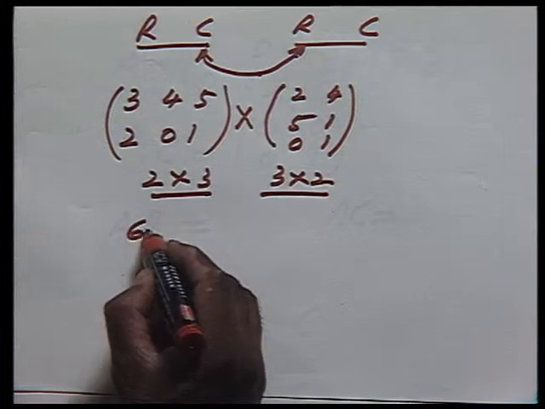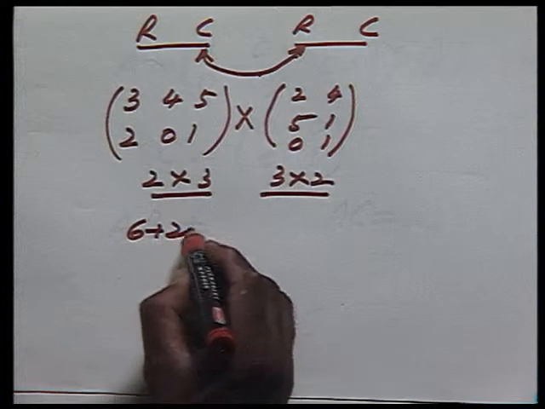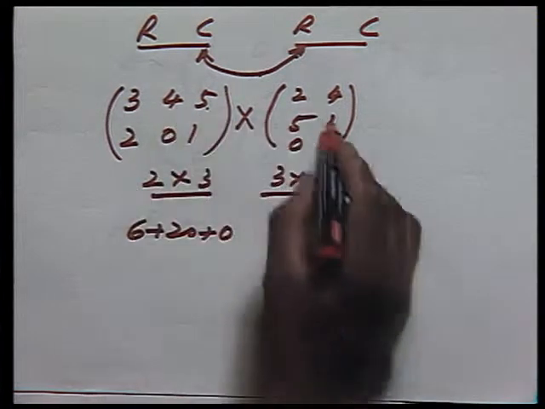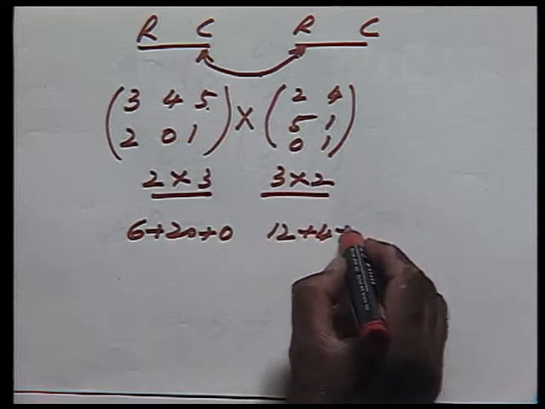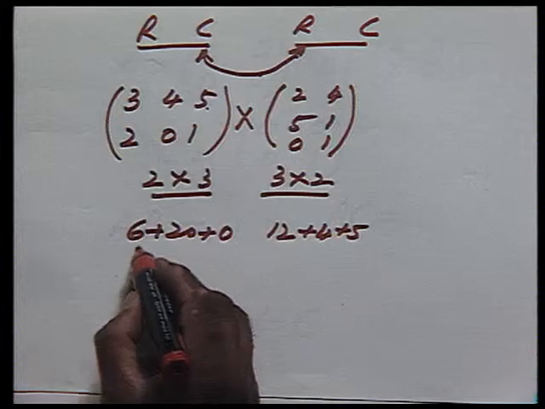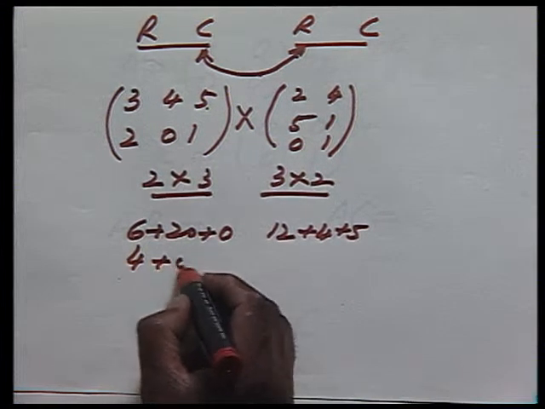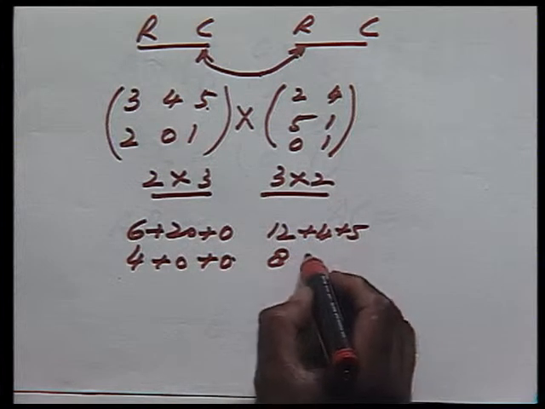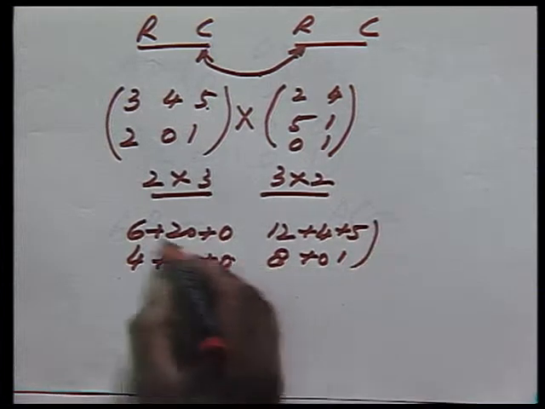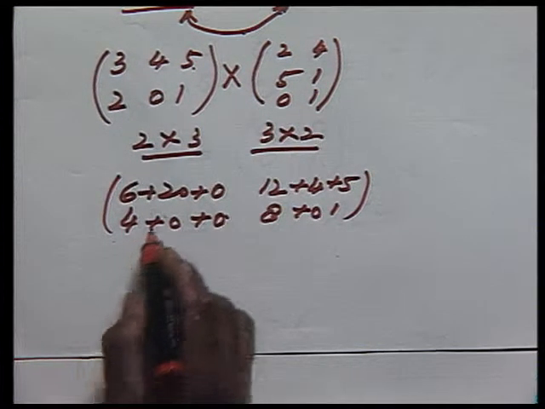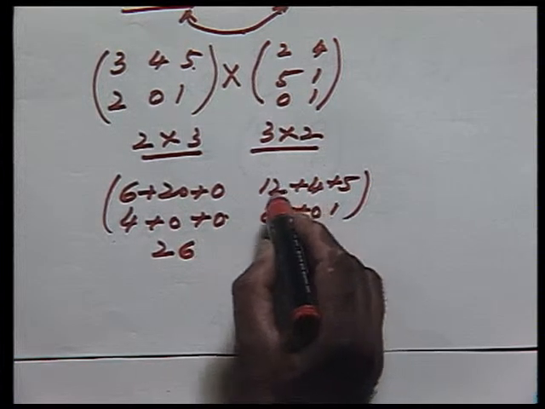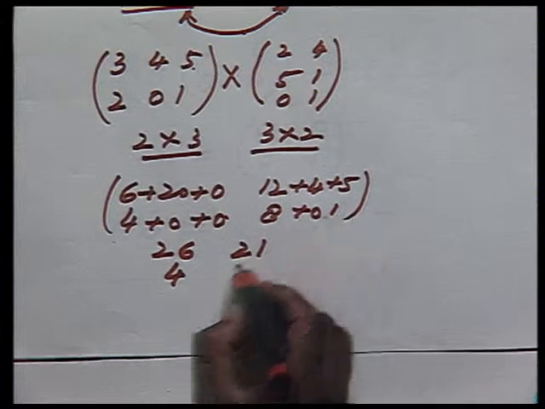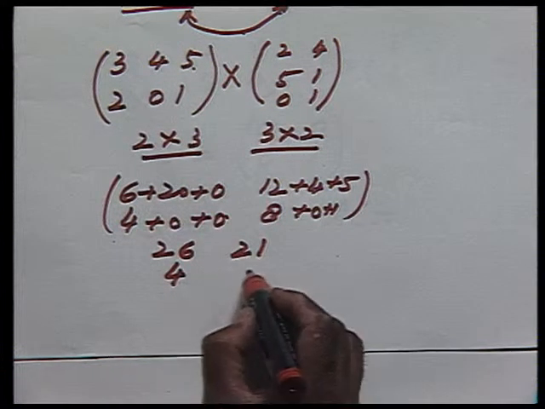3 2s are 6, 4 5s are 20, 5 0s are 0, 3 4s are 12, 4 1s are 4, 5 1s are 5, 2 2s are 4, 0 5s are 0, 1 0 is 0, 2 4s are 8, 0 1 is 0, 1 1 is 1. In other words, the matrix that I am getting is 26, 16, 5, 21, 4 and 9.